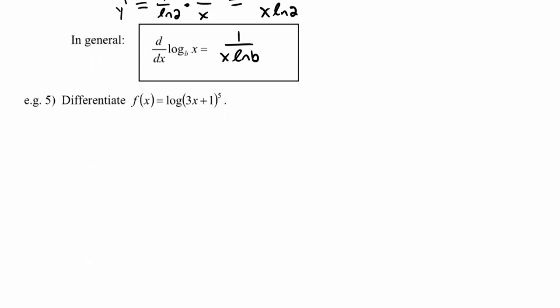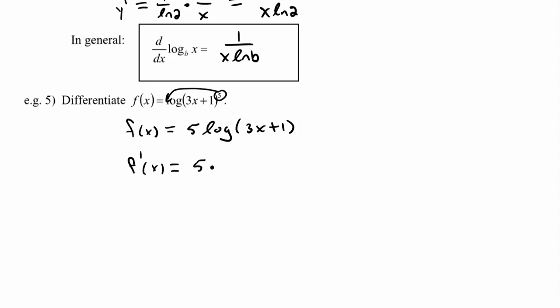Okay, so let's differentiate this one. First off, let's make life easy on ourselves and use log laws to bring that 5 down front. So f of x is equal to 5 times log of 3x plus 1. So f prime of x is equal to 5 times, and then we're looking back up here again, 1 over x. So what was x? Well, in this case, x was 3x plus 1. So 3x plus 1 times, and now I'm looking at the next part, the natural log of b. What was b in this example? Remember, it was written log, and then what's the base? Well, if there's nothing written there, it's really base 10. So this would be 1 over the natural log of 10.